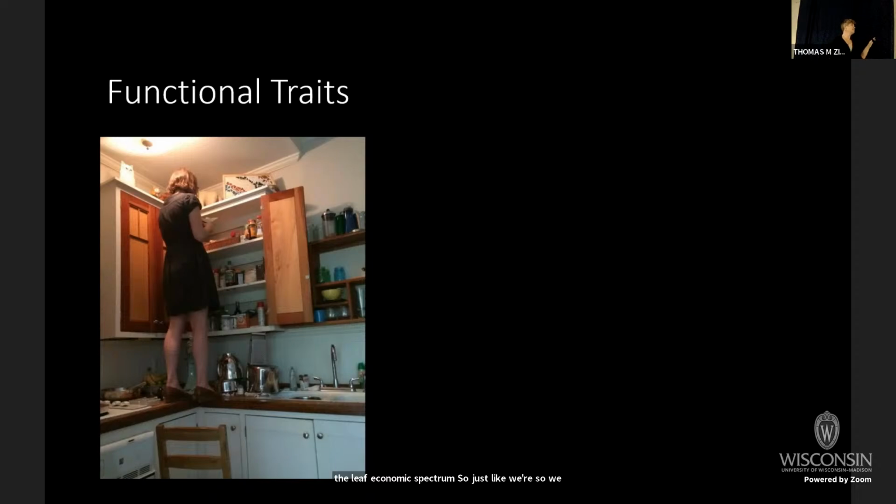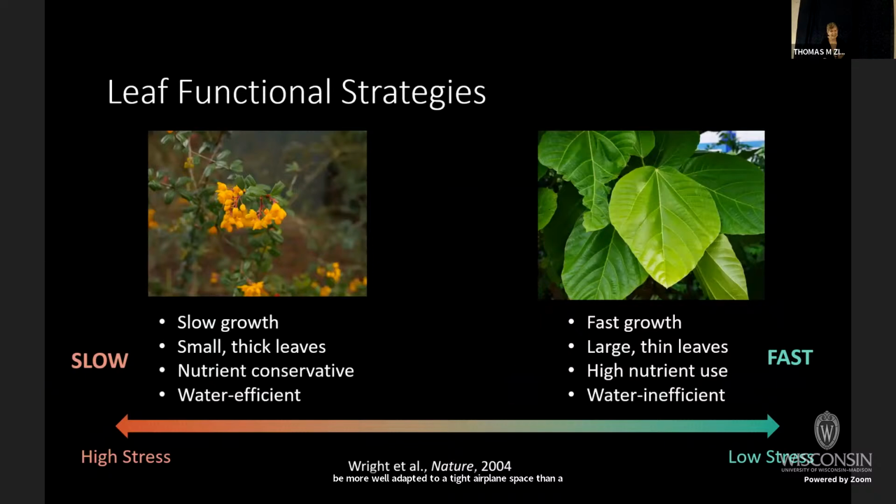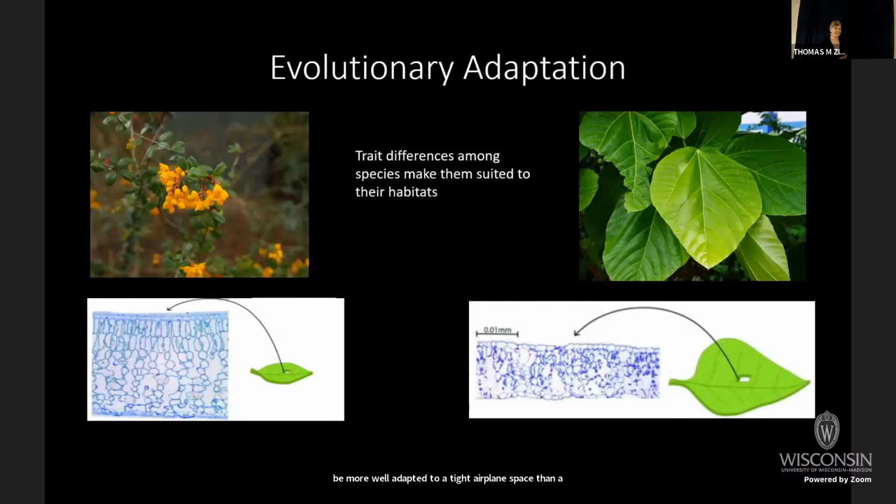So we can think about functional traits in terms of how good something is at functioning in its environment. If you're a short human, you may not be well adapted to an environment that has tall cupboards, and you might be more well adapted to a tight airplane space than a larger person. So these strategies occur in the environments where we would expect to find them, related to the environmental conditions.